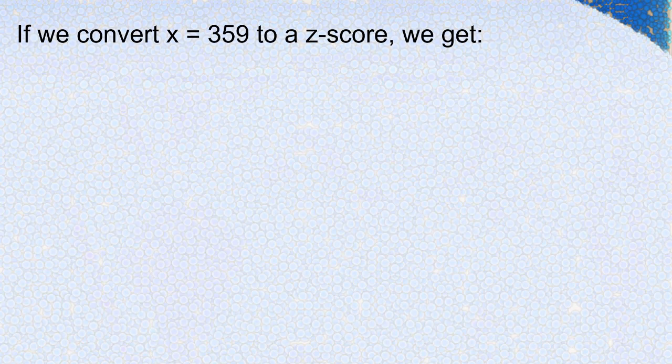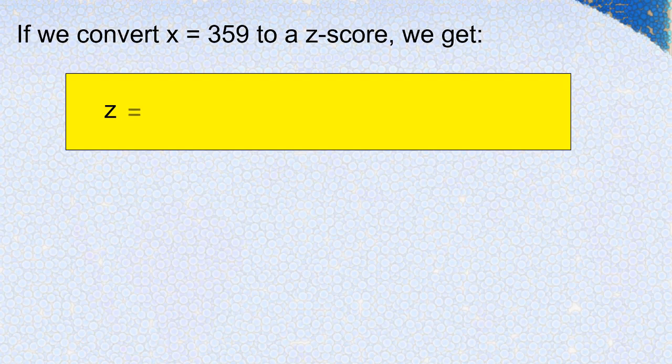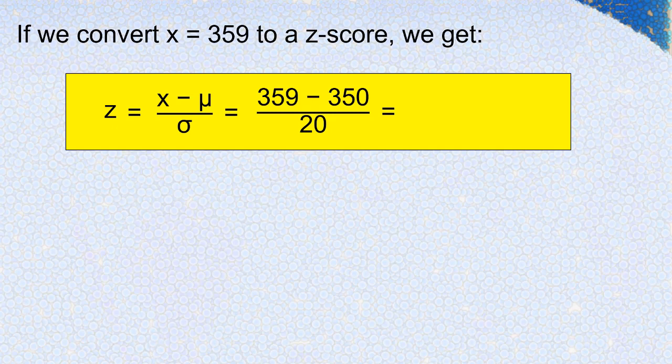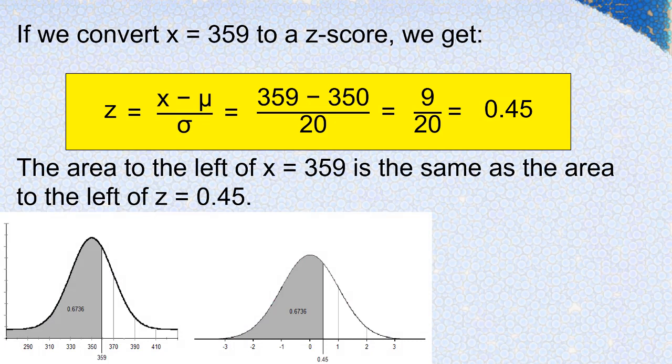Okay? So if we convert 359 to a z-score using our z-score formula, here's what we get. z equals x minus mu over sigma. Remember, our x is 359, the mean was 350, and the sigma was 20. So this is 9 over 20, and 9 over 20 is 0.45. So that's our z-score. What that little note says is that if we looked at the two graphs, the graph on the left is the normal distribution that we were just talking about, and the graph on the right is the standard normal distribution. The area to the left of the 359 on that normal distribution is the same as the area to the left of z equals 0.45 on the standard normal distribution.